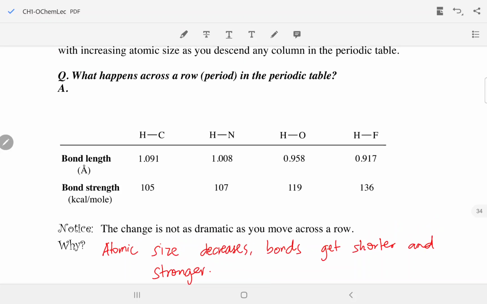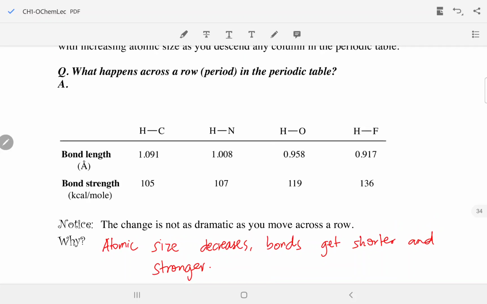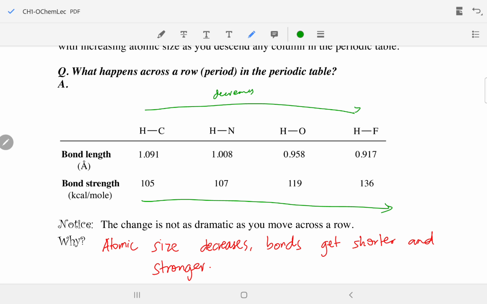What happens across the row in the periodic table? As you can notice, the bond length decreases, but the bond strength increases. This is because the atomic size is also decreasing. Atomic size is decreasing. That is why the bond strength is increasing. It is a stronger bond. HF has a stronger bond than CH, NH, and OH.